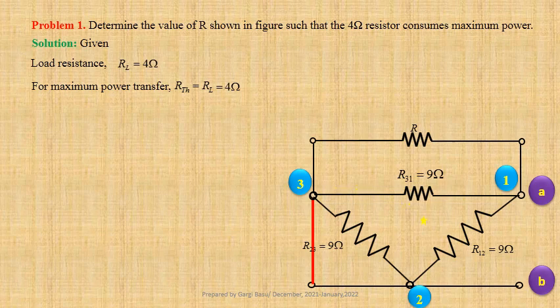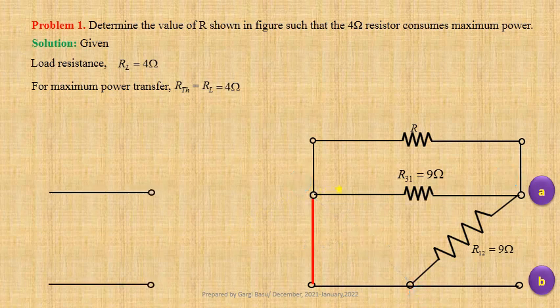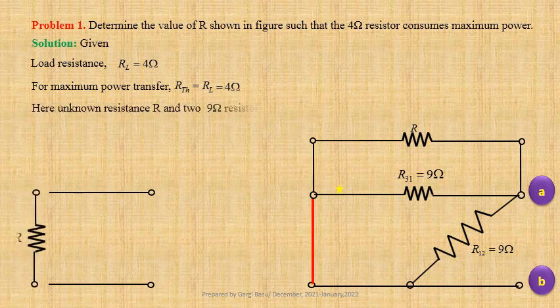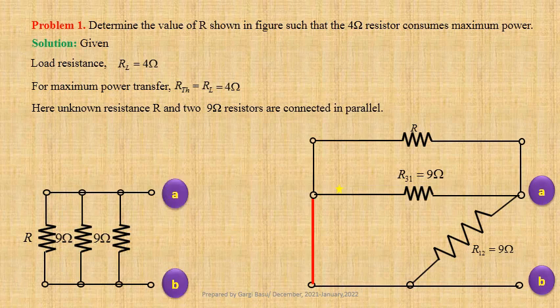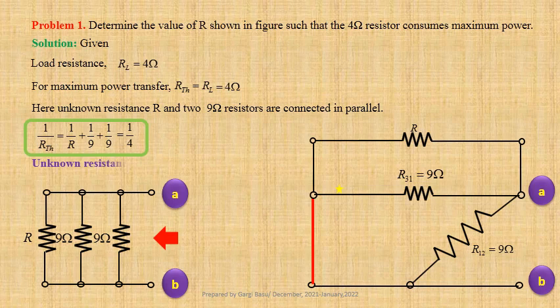In this network, 9 ohm resistor is shorted, therefore its equivalent resistance equals 0. Let us redraw the network. Here, unknown resistance R and two 9 ohm resistors are connected in parallel. The equivalent resistance as seen from terminals A and B gives us Thevenin's resistance. Now we can write 1 upon R Thevenin equals 1 upon R plus 1 upon 9 plus 1 upon 9 equals 1 upon 4. From this equation we get unknown resistance R equals 36 ohm.